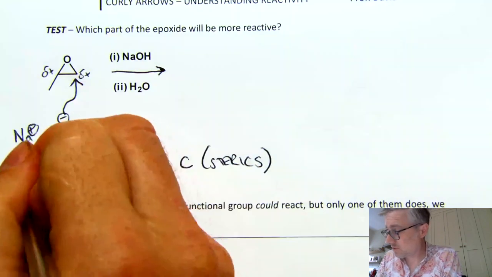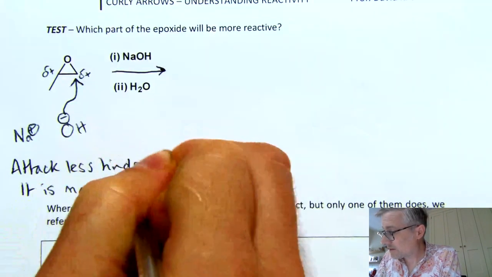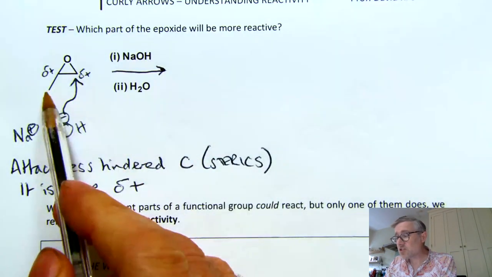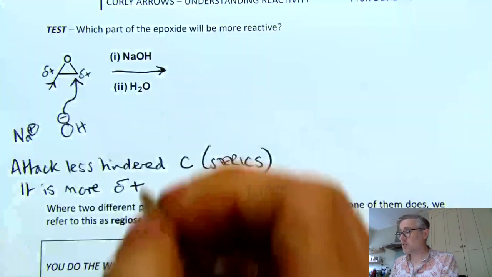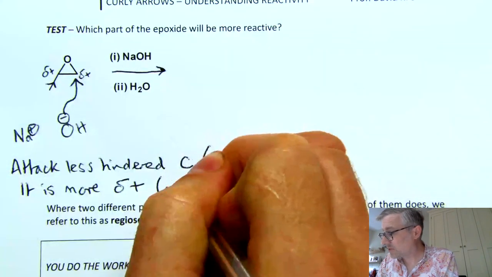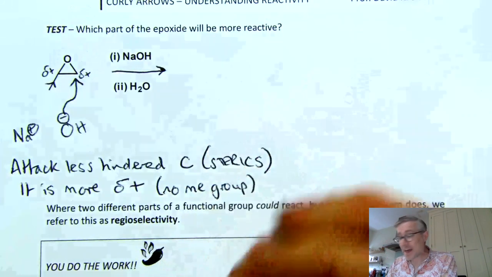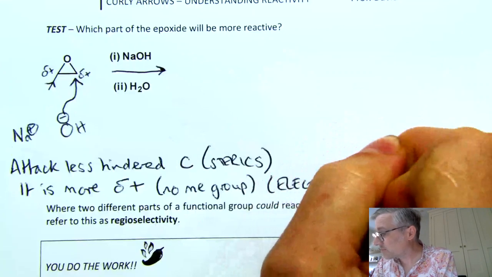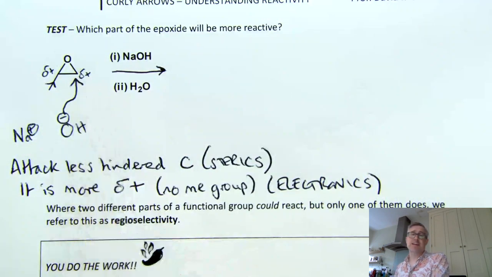Also, it is more delta plus. Why is it more delta plus? Because it doesn't have this methyl group pushing electron density towards it. So there's no Me group. And that kind of argument is what we refer to as electronics. So it's more delta positive and it's less sterically hindered.